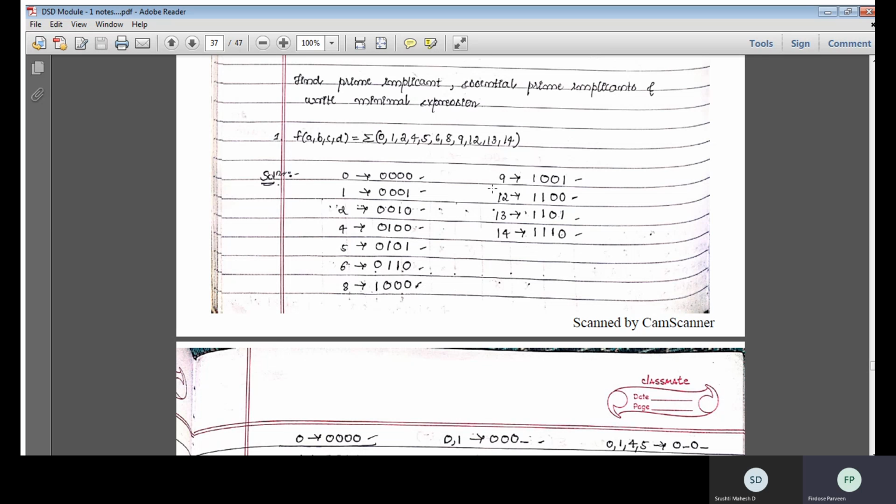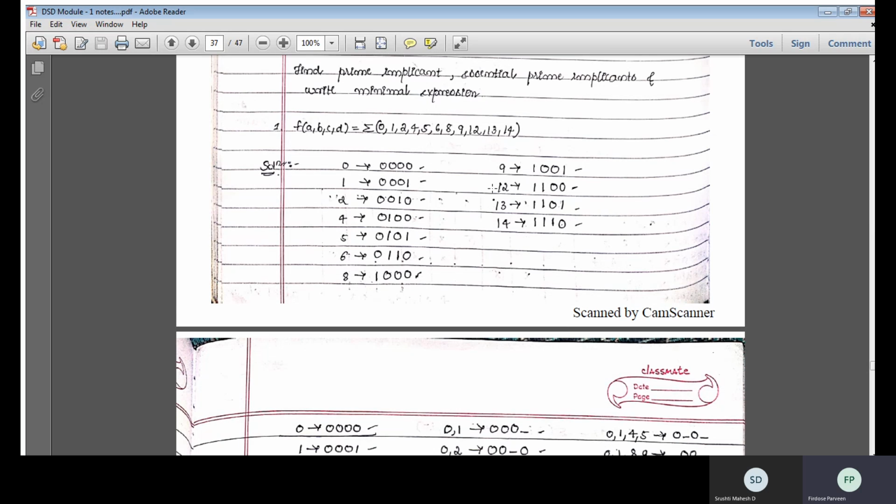So the next step, as I have discussed in the last class: the first group will be without ones, that is 0. After writing this one, put a line. Then single ones, that is 1, 2, 4 and 8. So put a line, that becomes one group.